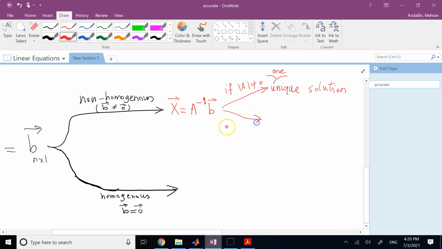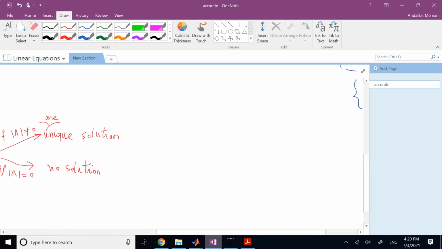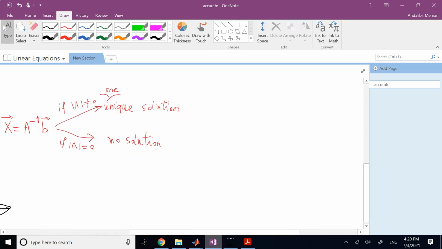If no, the determinant is 0, then there is no solution. Because your set of equations is not consistent, okay, it's not possible to have such a thing. Let me show you an example of this one. So the right-hand side is not 0, but the determinant of the coefficients on the left-hand side is 0. Like what? Let me show you a case here.